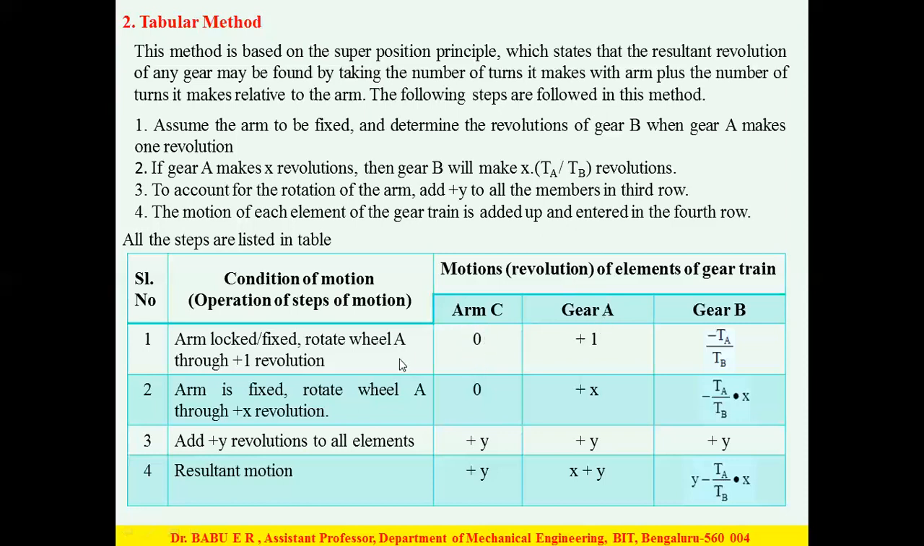What about gear A? Rotate wheel A through plus one revolution. How many revolutions will gear A make? It will make only plus one revolution. That is the first assumption, right? So Rm is fixed, rotate wheel A through plus one revolution. So here it becomes 0, here it becomes plus 1. Now you have to find out how many revolutions gear B will make.